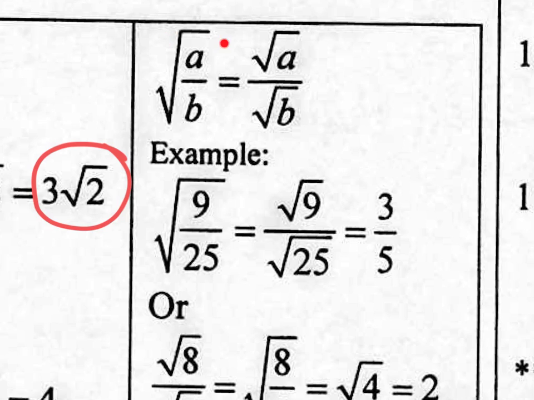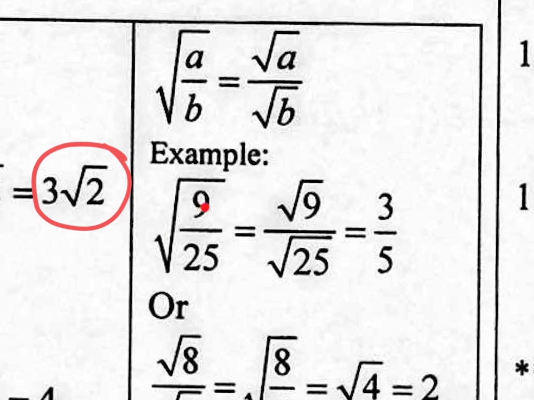If you have the square root of something divided by something, you could take that big square root and split it, square root on top, square root on the bottom. Okay, so an example, the square root of 9 over 25. First of all, 9 over 25 is a decimal. And if you take the square root of it, I mean, that's kind of ugly.